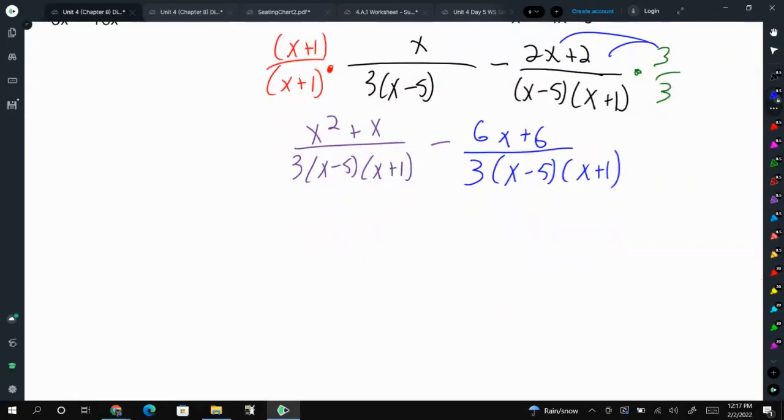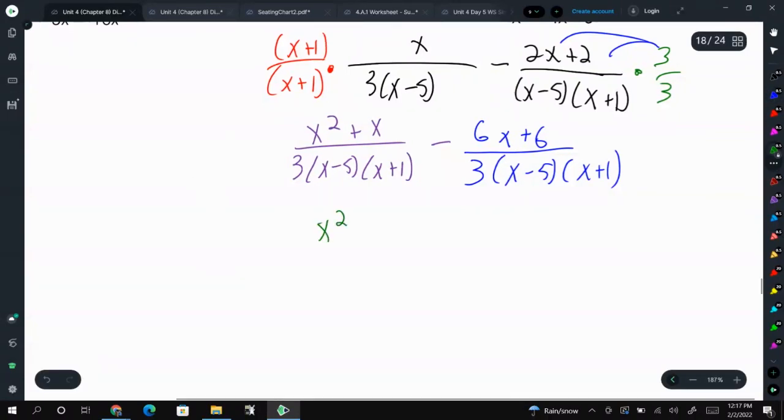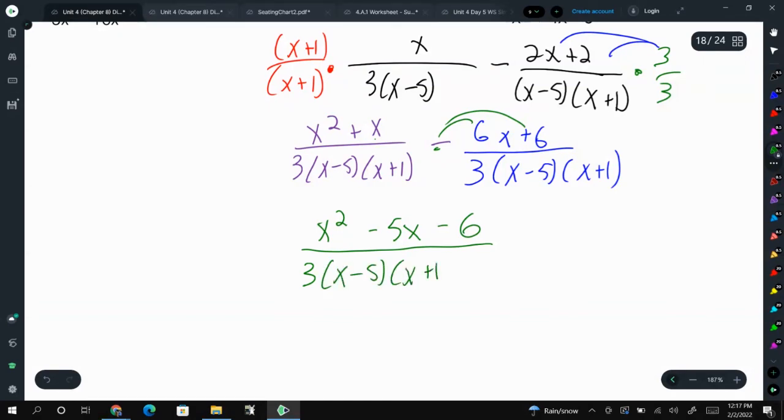Now that the denominators are the same, we can combine like terms in the numerator. So x squared, I only have one of those, so x squared. We have x minus 6x, so that's negative 5x. And then 0 minus 6, that's going to be minus 6 in the numerator. Because remember, this negative sign has to go to both things. Over 3 and x minus 5 times x plus 1.